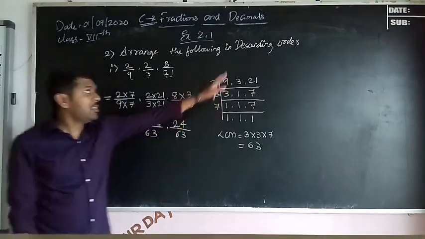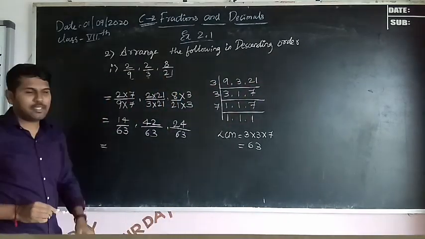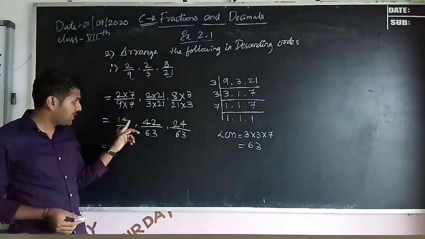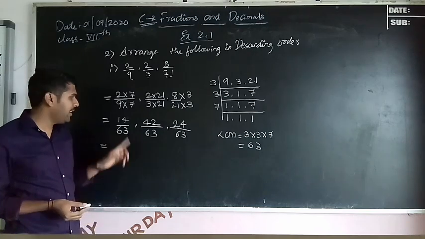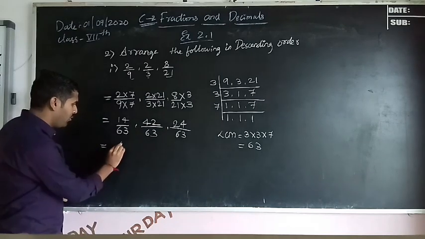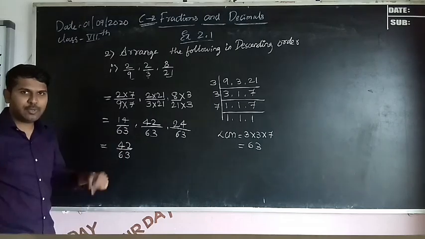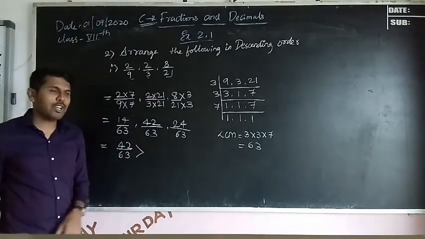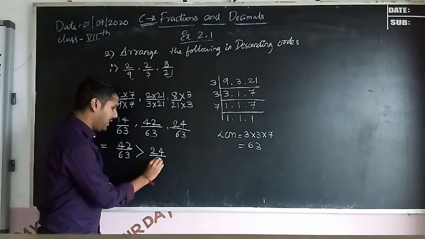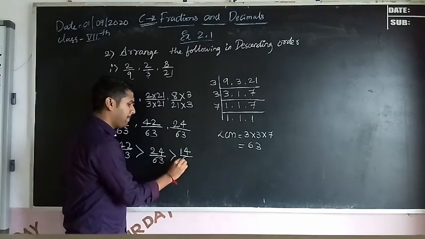Okay, so descending order. Descending means first you have to write the greatest number. So what is the greatest number here? Compare this first. Here the denominators are same, so let's compare the numerators. Which one is greater here? 14, 42 and 24. 42 is the greatest number, no? So 42 by 63, this one is greater. Next smaller number after 42 is 24, so 24 by 63, and the last number is 14 by 63.